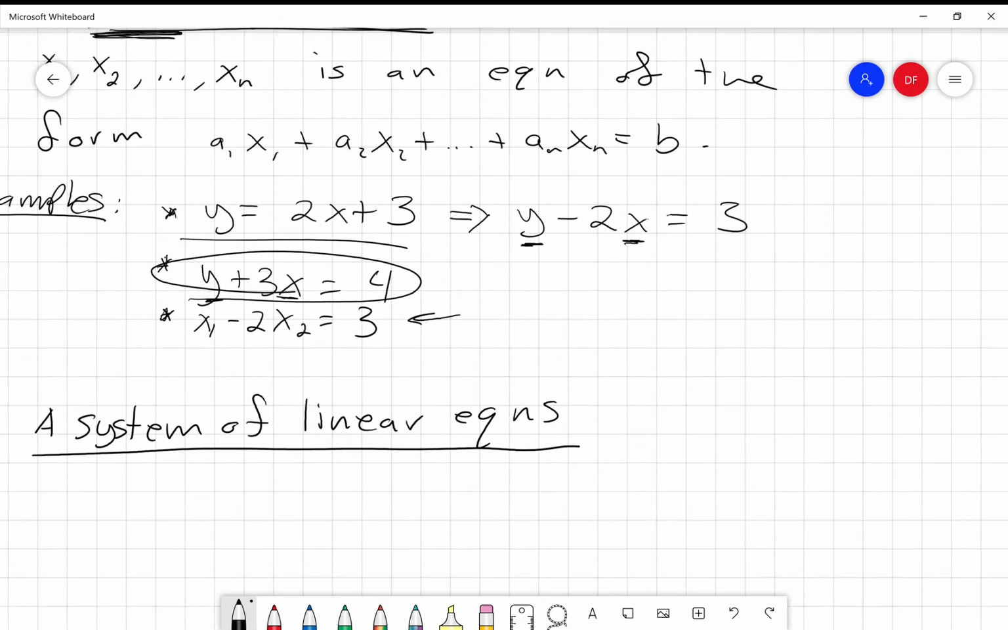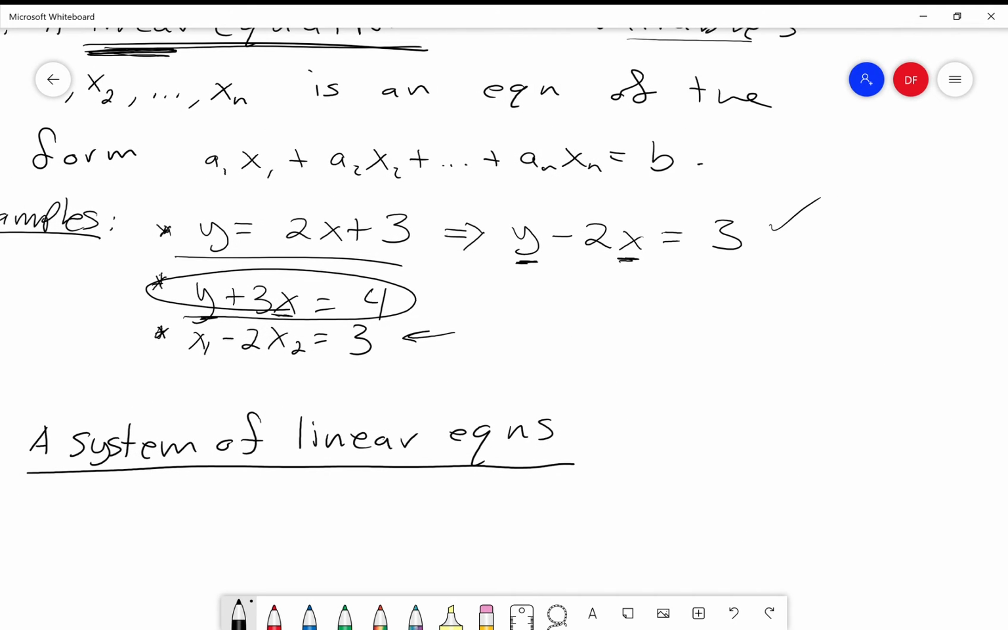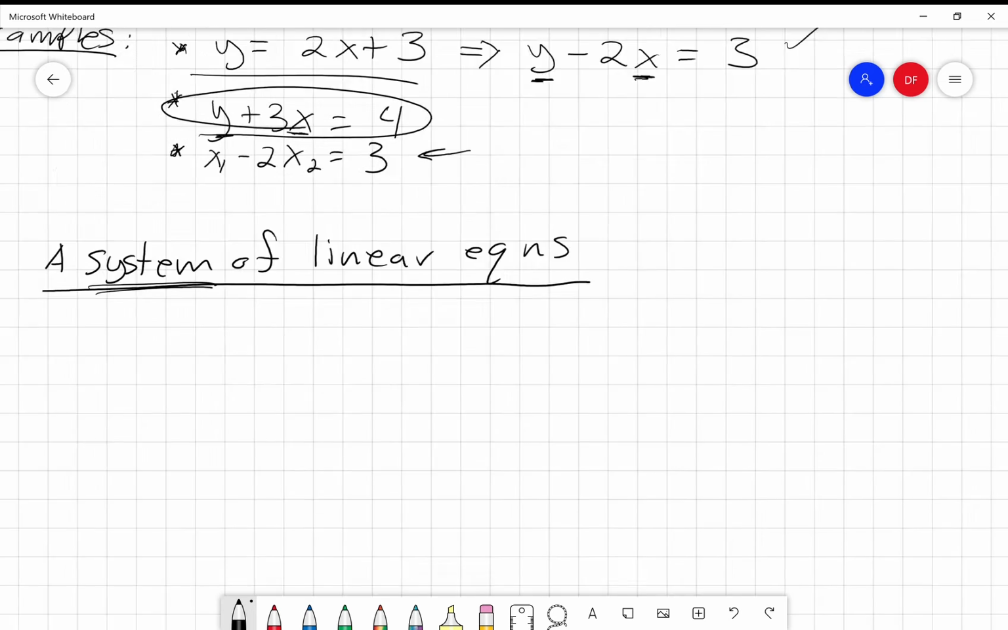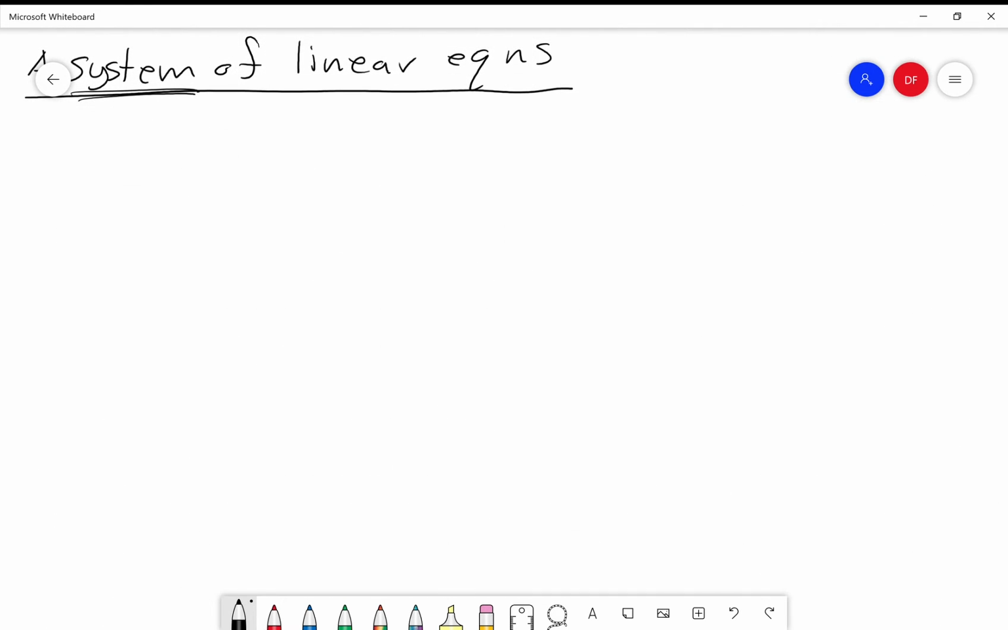So now that we know what a linear equation is, what is a system of linear equations? Well, a system of linear equations is just a set of linear equations, or a list of linear equations, a collection of linear equations, if you will. So, for example, this is a system of linear equations here. This is a system of two linear equations.